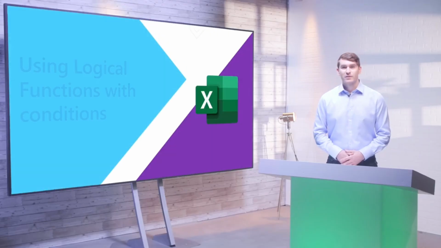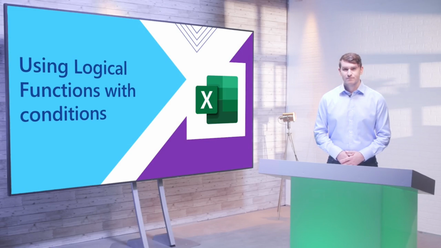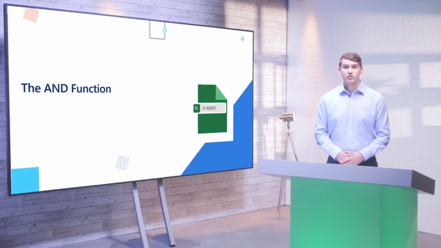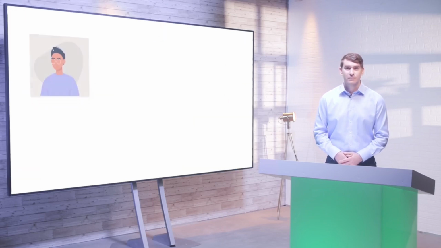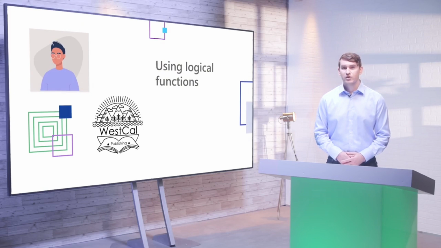Let's take a closer look at the main logical functions and operators. The AND function returns a true value when all of the arguments are true. On the flip side, it returns a false value when any of the arguments in this function are false. For example, Thomas from Westcal Publishing could use this function to check whether the sales team have met all of their goals for the current quarter.